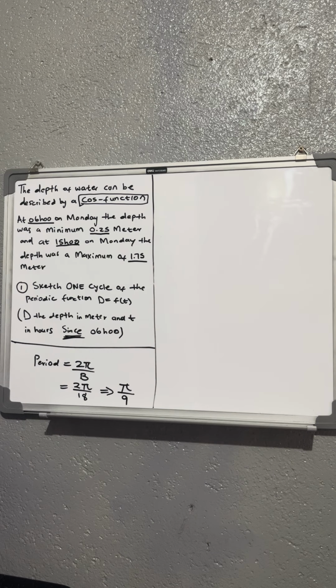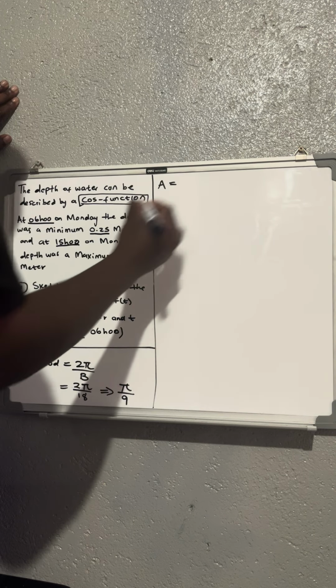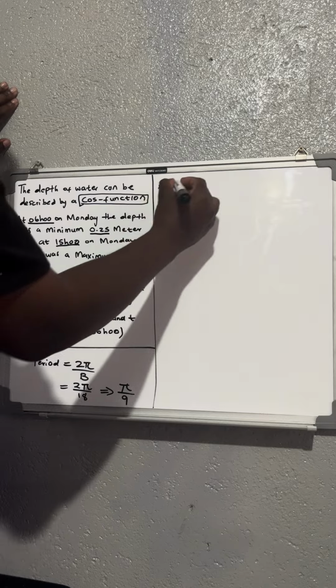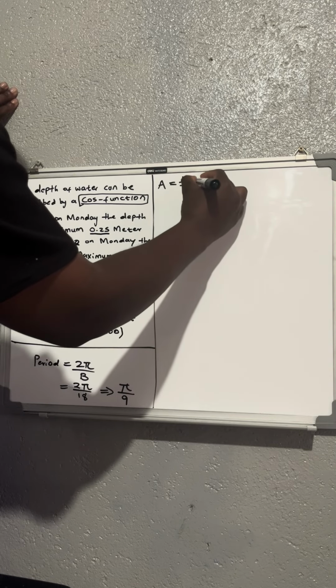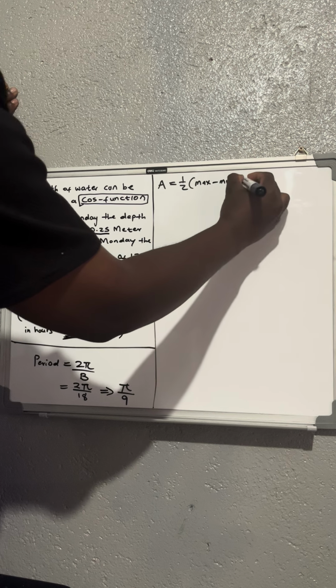Let me just finish doing the calculations, then we can come back and draw it, but we already have an idea of how it's going to look. So the next thing that we can calculate is your amplitude. Your amplitude is given as what? It's your half into your maximum minus your minimum.